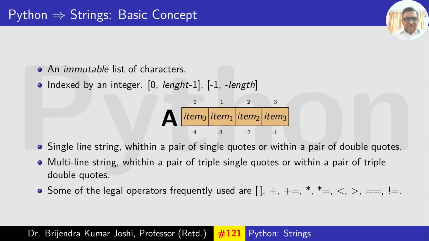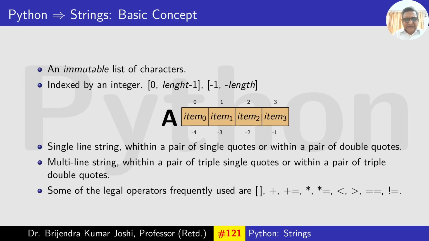Now we have a facility for writing single line strings. How to write single line strings? You write your characters within a pair of single quotes or within a pair of double quotes. There are two ways of defining a character string. For a multi-line string, you need to write within a pair of triple single quotes or within a pair of triple double quotes. So you can write multiple lines. It will be clear when we execute some examples.